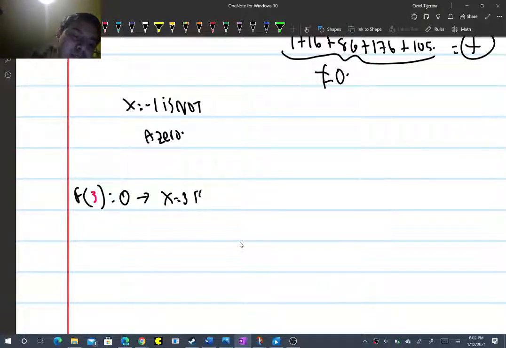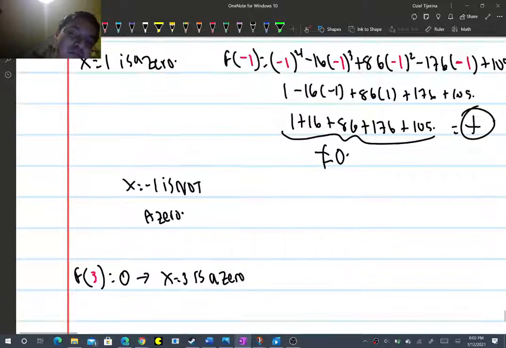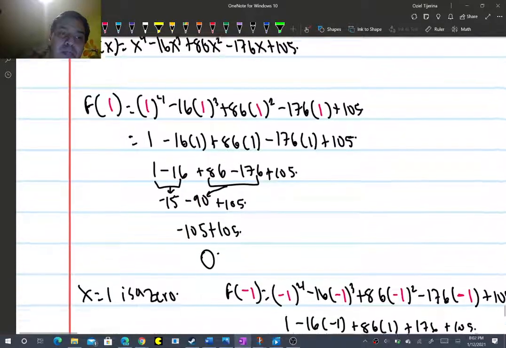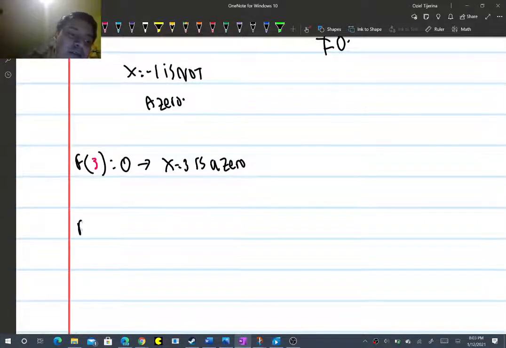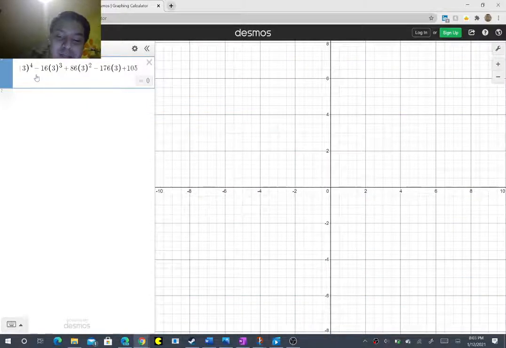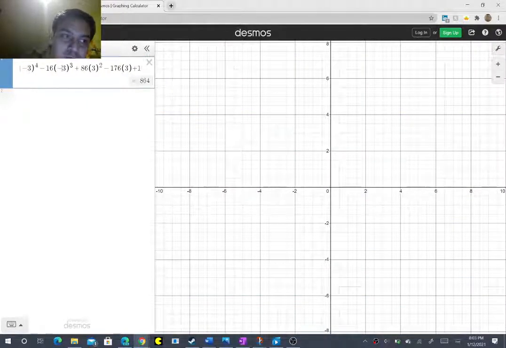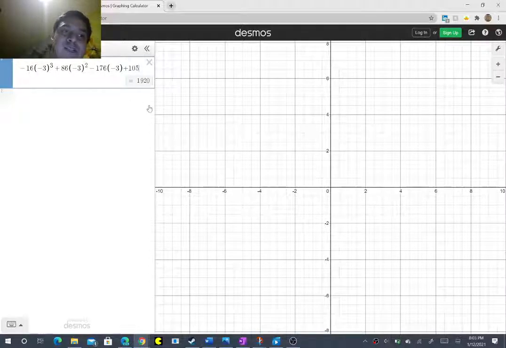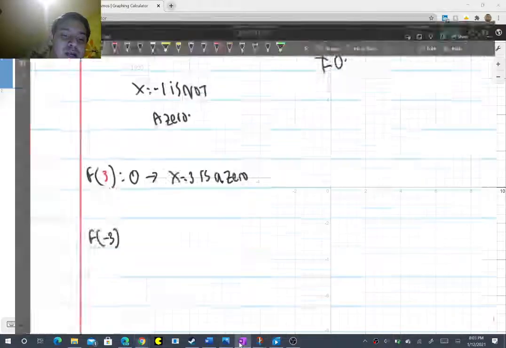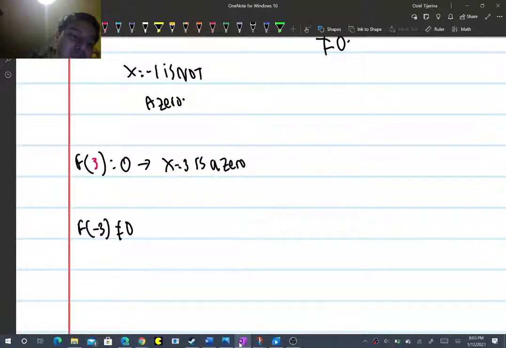x equals 3 is a 0 of this polynomial. So now we do f of negative 3. If we go back and plug in negative 3 for all of these, will it give us the same answer is what the question is. So, no, it's 1920. So f of negative 3 does not equal 0. So x equals negative 3 is not a 0.